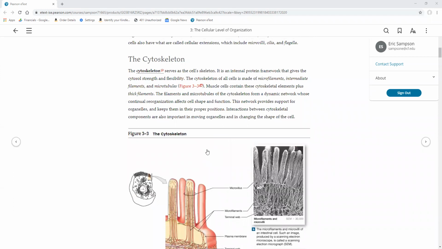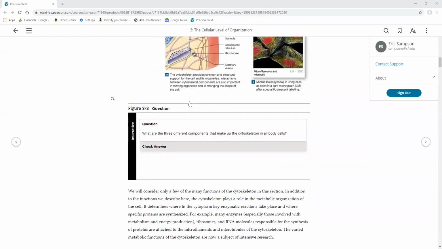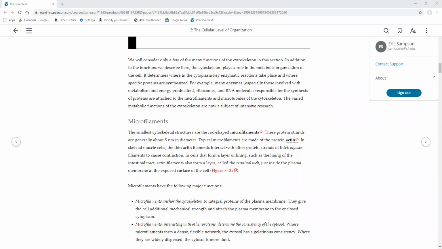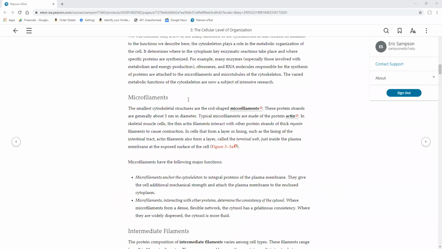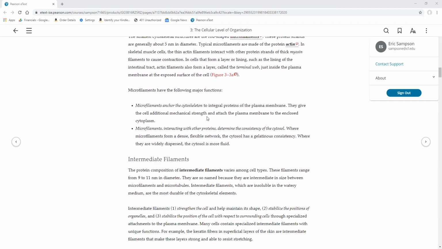All right, so the cytoskeleton serves as the cell skeleton: microfilaments, intermediate filaments, and microtubules. Of course, you see this as microvilli, and we use that for absorption, whereas we use cilia for movement across the surface of the cell. The smallest cytoskeletal structures are the rod-shaped microfilaments. These protein strands are generally about 5 nanometers in diameter. Typically, microfilaments are made of a protein called actin. And when we get into actin and myosin, we will talk about muscle contraction.